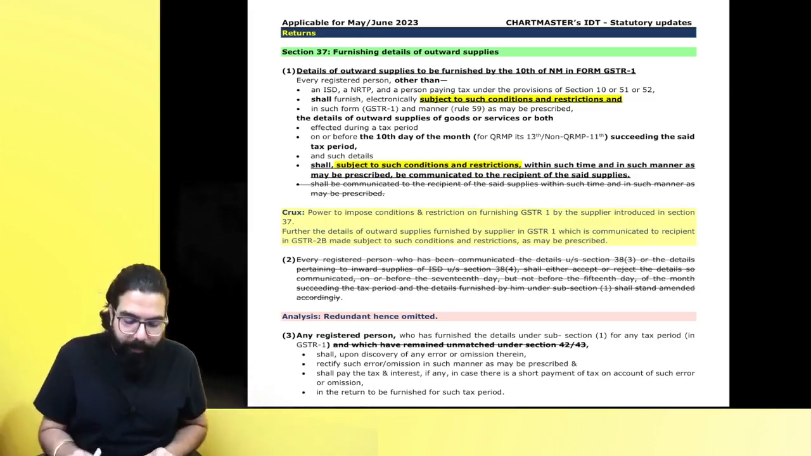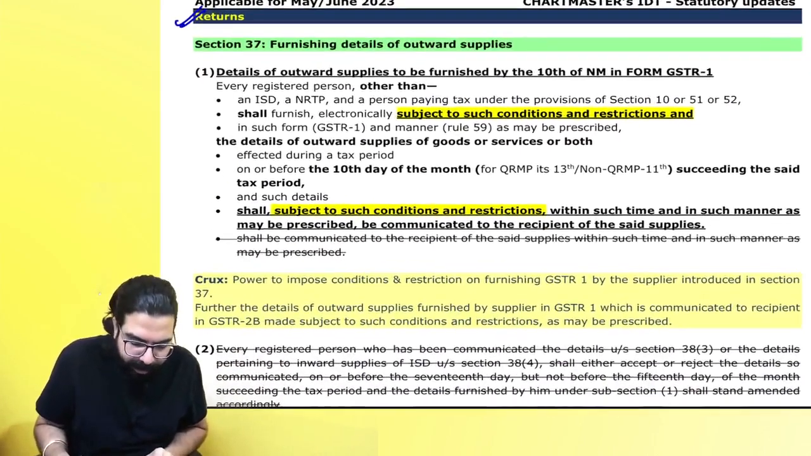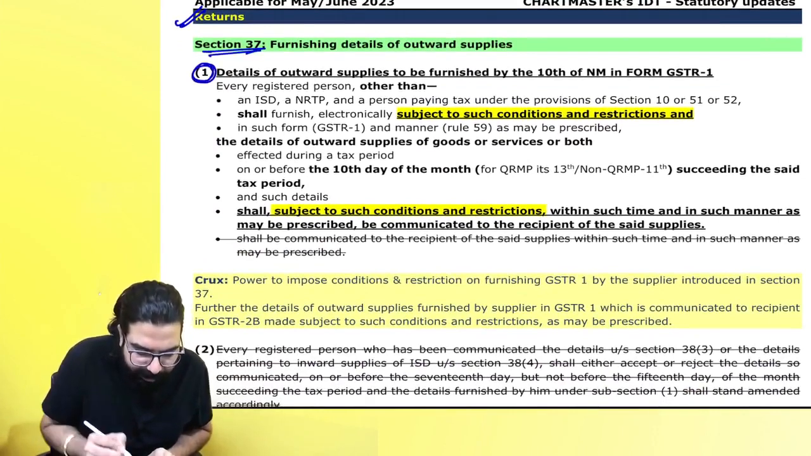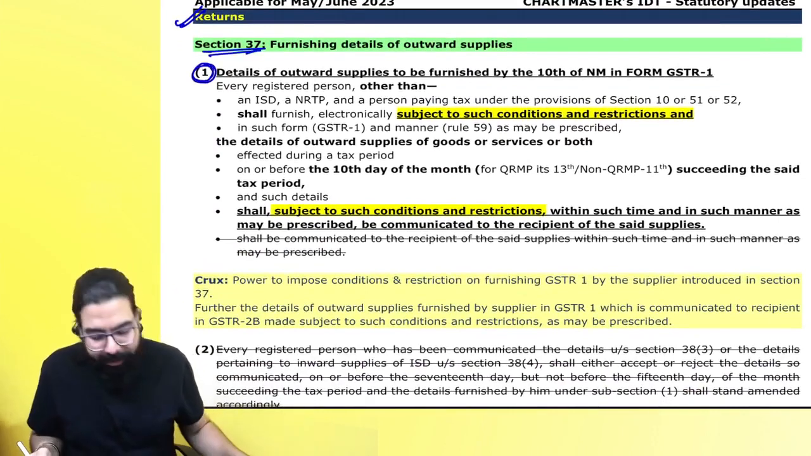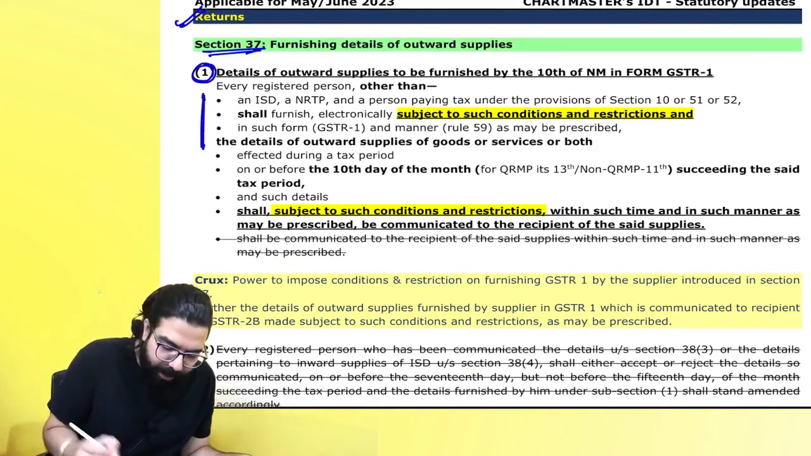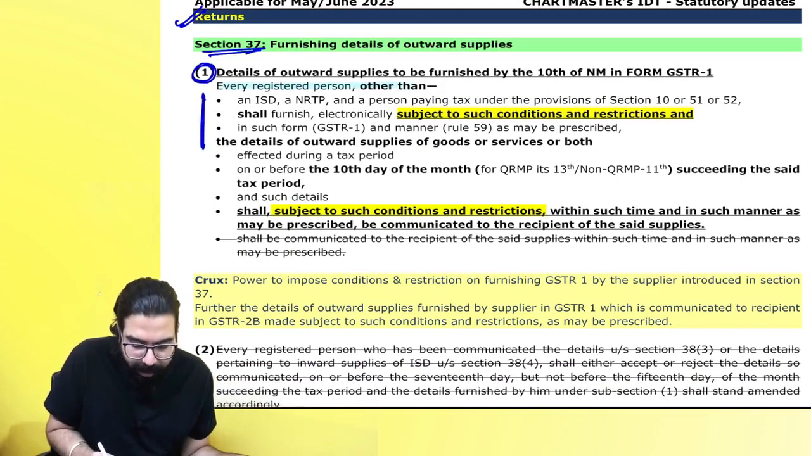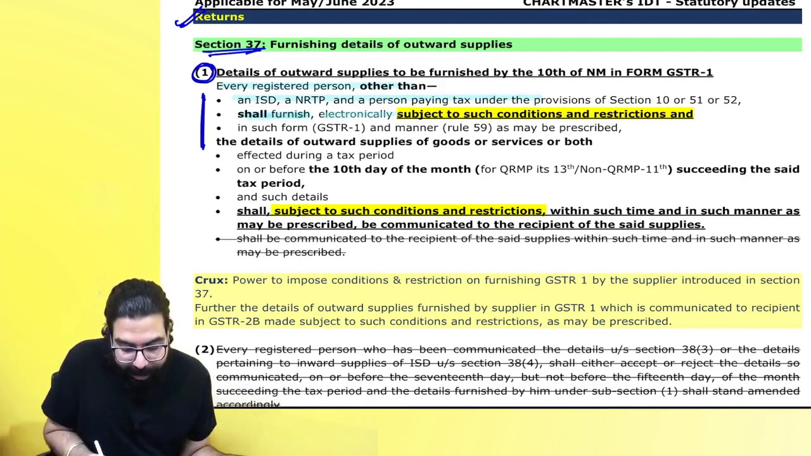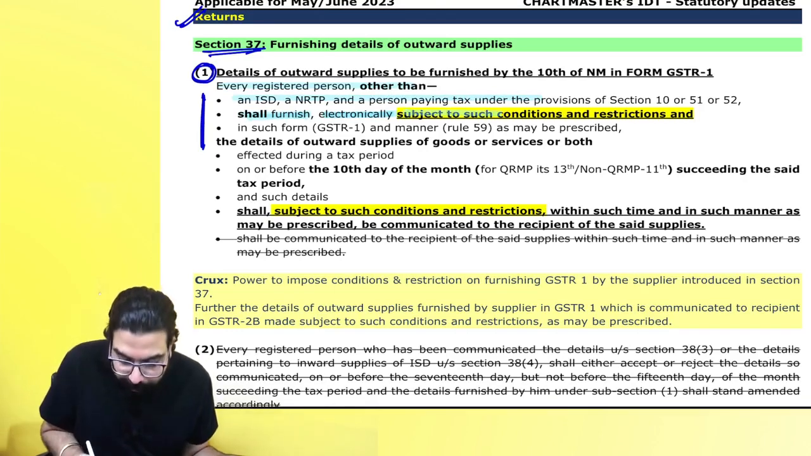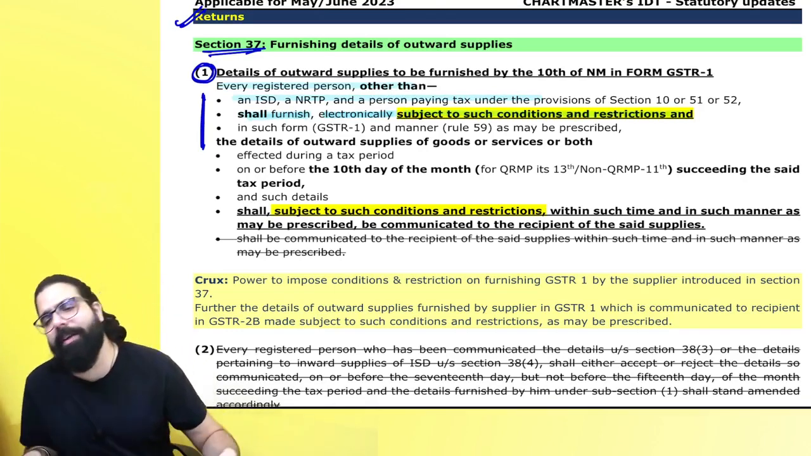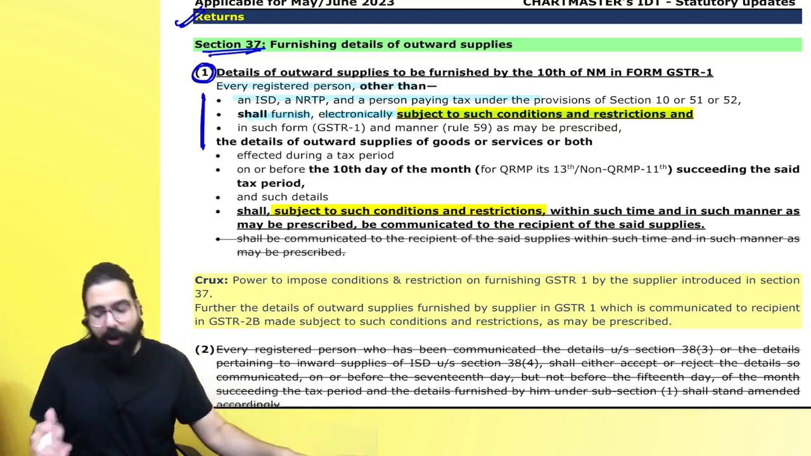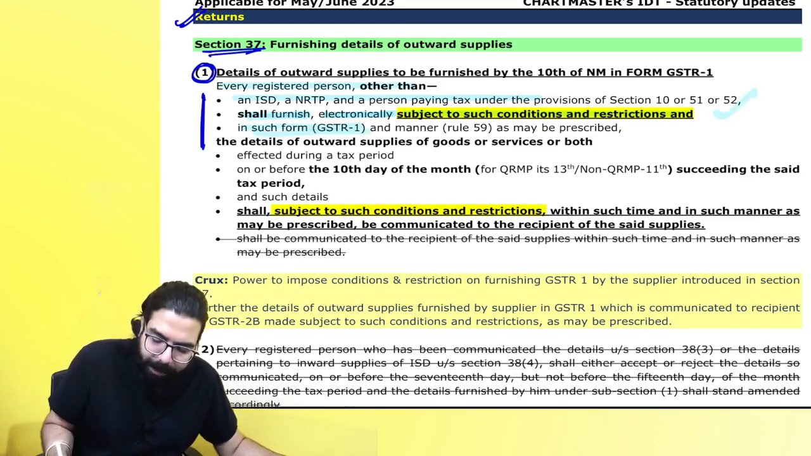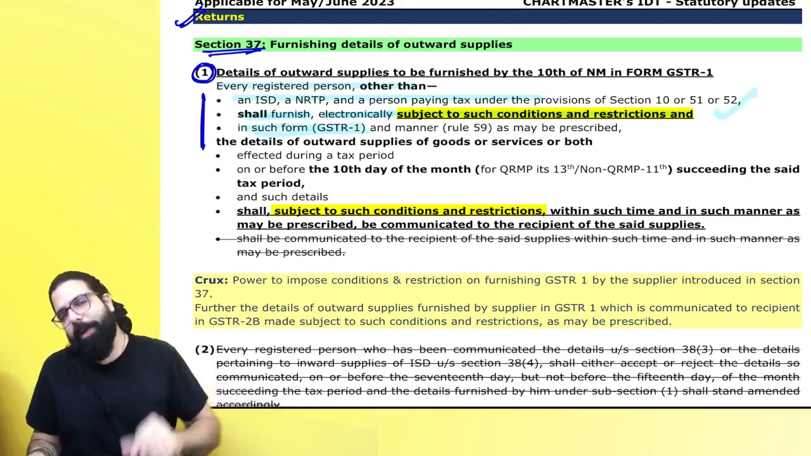Now, the amendment with respect to the chapter of returns: in section number 37, section number 37(1) was there. In section 37(1), they have said every registered person other than these people will furnish what? GSTR 1, but then they said electronically they will furnish it, subject to condition and restriction. Now, the government can introduce some condition and restriction on furnishing of GSTR 1 also. So that power has come with the government. Let the power be there.